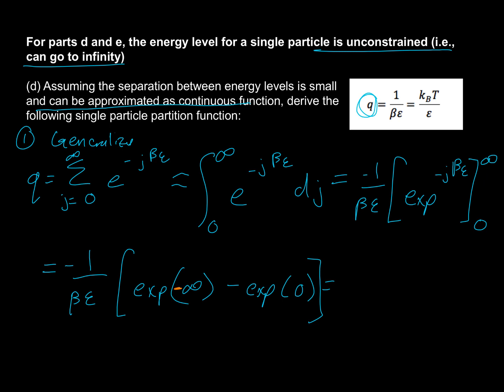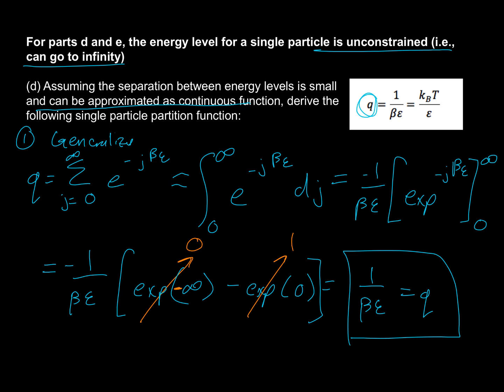This is minus infinity, sorry. This goes to 0, this goes to 1, and we spit out our single particle partition function as 1 over beta epsilon, which is what we had up there.